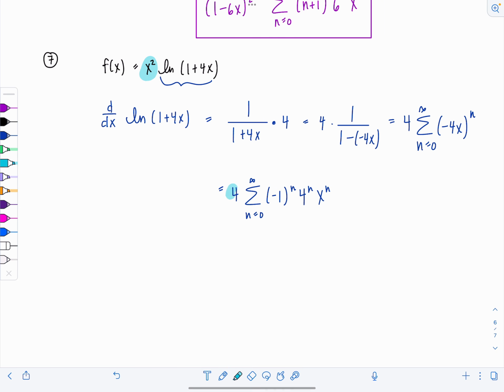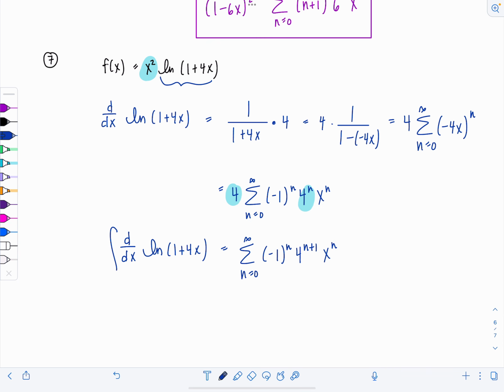and then we should combine these 4's, right? Good. Okay, so then that's the sum, n equals 0 to infinity, negative 1 to the n, 4 to the n plus 1, x to the n. And this is the derivative of ln of 1 plus 4x. Well, how do I get back to ln of 1 plus 4x? This is a power series for its derivative. To undo a derivative, we have to integrate.